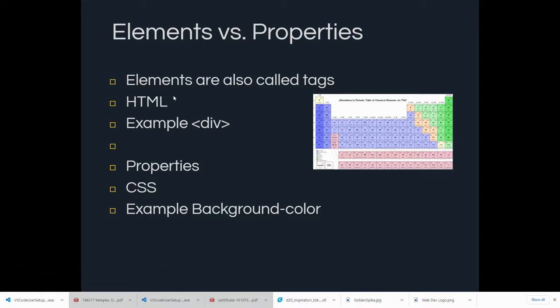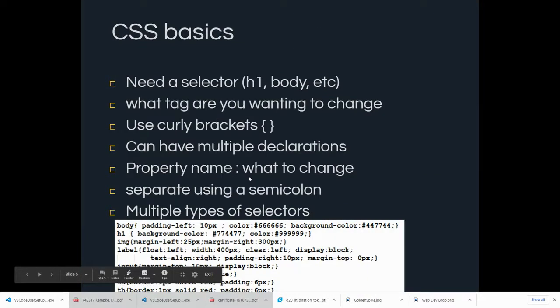So how is CSS broken down? Well, in HTML, we have elements, and in CSS, we have properties. An example of a CSS property is a background color. So what we're going to do is, in CSS, we need a selector. And this selector is our HTML tag or another type of selector. We'll go into that a little bit later, but we do need a selector. And then what tag you want to change is essentially what our selector is.